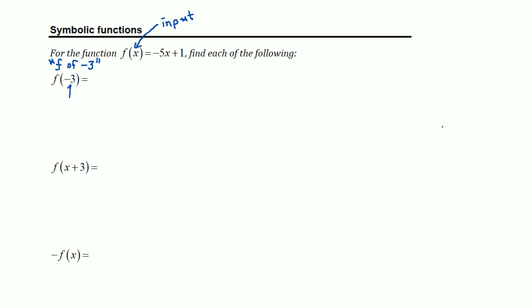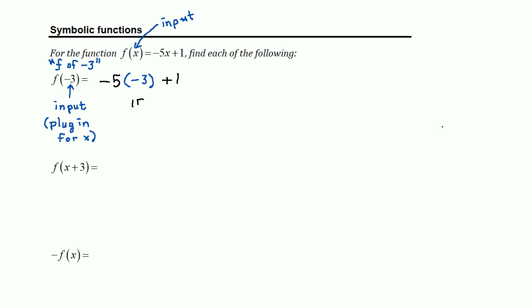this tells me that negative 3 is my input. It's in the input location. So I'm going to plug this in for the x variable, which is the input from my function. So I'm going to plug in negative 3 for x using the formula above, which gives me negative 5 times negative 3 plus 1.